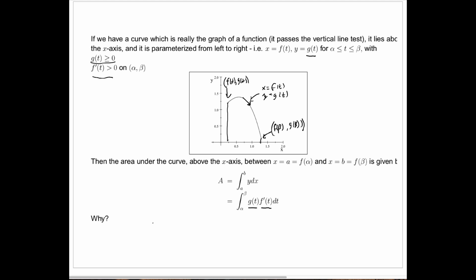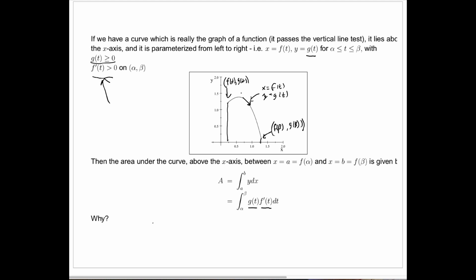Before we talk about the area underneath the curve, in order for that to make sense, we need our y-coordinate always positive so that the curve lies above the x-axis. So we can talk about the area beneath the curve and above the x-axis. And we need the curve to be moving from left to right, and in order for that to happen, we need f prime of t positive. That means the x-coordinate is always increasing, moving left to right.